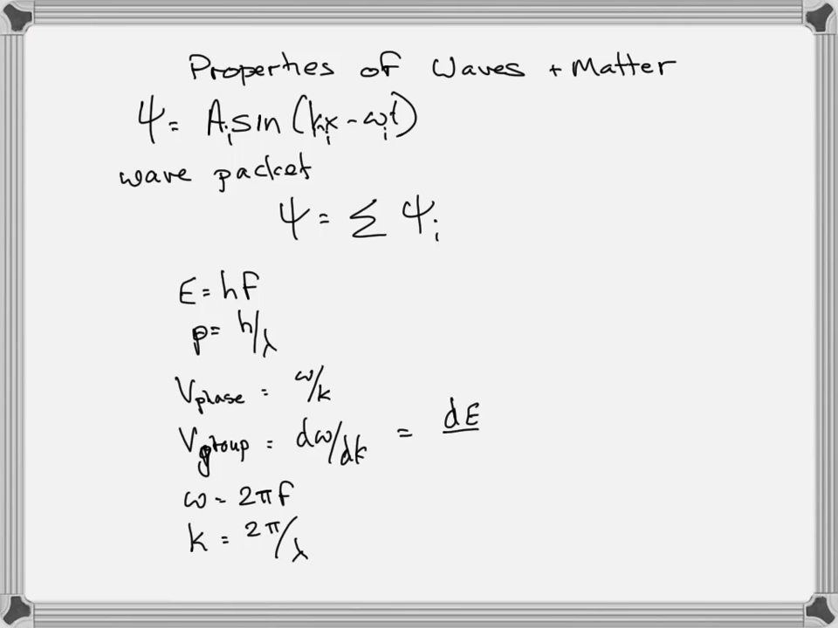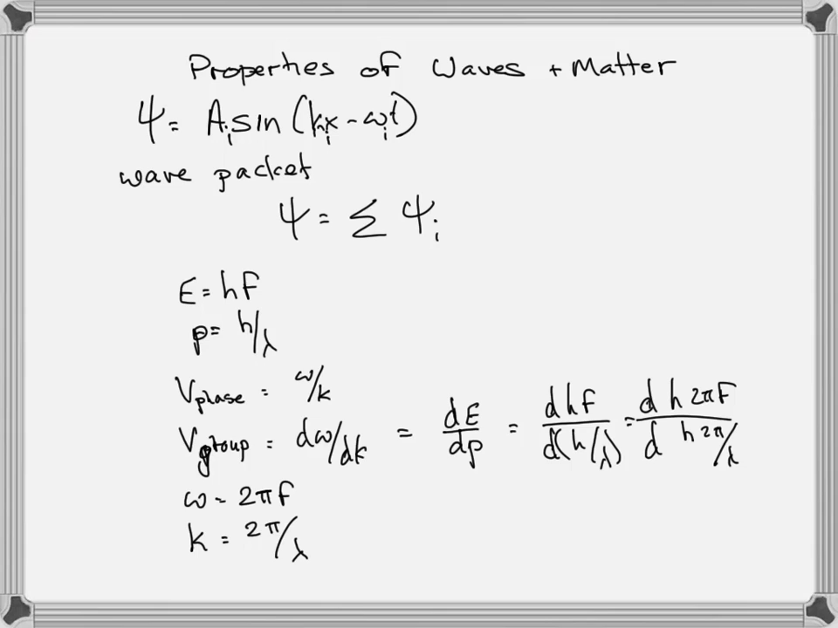And so you should be able to see that the group velocity can also be written as dE dP, since dE is d(hf), and dP is d(h over lambda). Multiplying top and bottom by 2 pi, that's d(h 2 pi f) over d(h 2 pi over lambda), which is the same as d omega dk. So v group is dE dP. That's true for a wave.